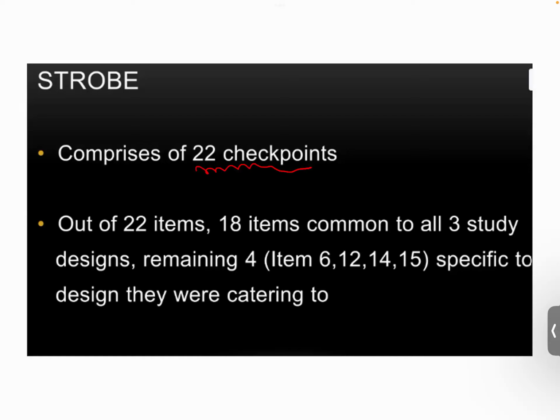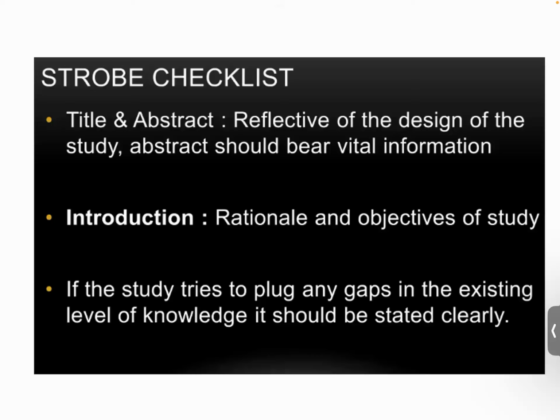Out of 22, 18 items are common in all three study designs. The remaining four are specific to the design they are catering to. So basically, they have given an idea that these are the guidelines related to your study design, and these are related to other things. What this checklist says first is title and abstract. This should be reflective of the design of the study. The abstract should contain vital information.